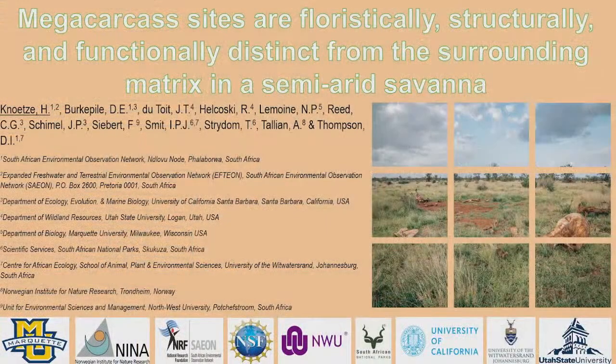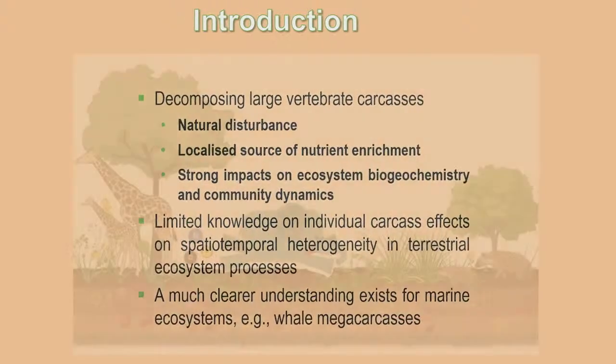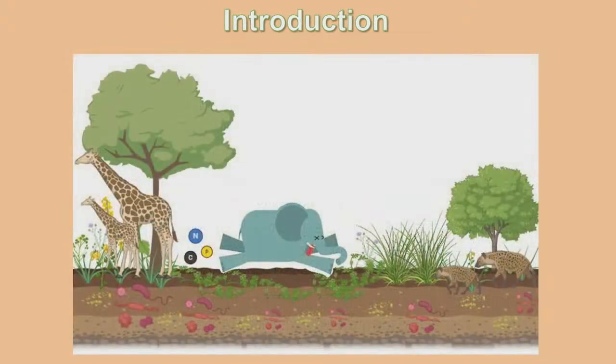Good morning, everyone. So, decomposing large vertebrate carcasses are an inherent natural disturbance of ecosystems. They are a localized source of nutrient enrichment, and they have strong impacts on ecosystem biogeochemistry and also the community dynamics of vertebrates, invertebrates, microbiota, and vascular plants.